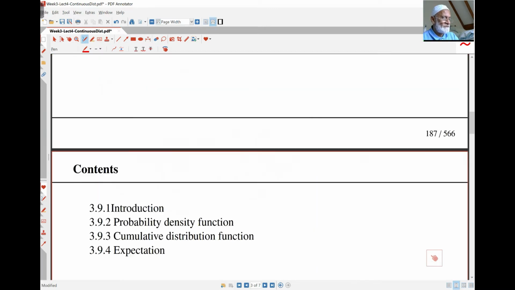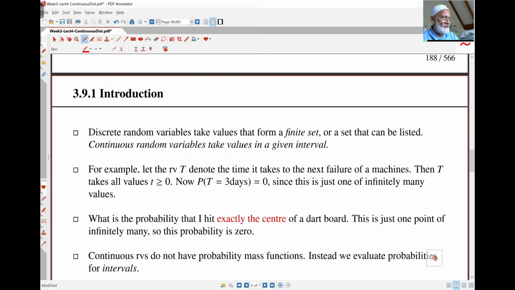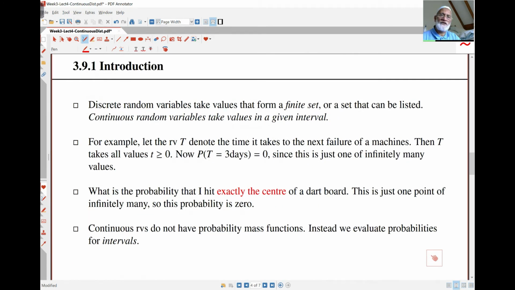So starting off, the idea here is this. Discrete random variables take values in some finite set. So I might have 0, 1, 2, 3, 4 up to 10 if I'm tossing a coin 10 times, or at least a set that can be listed. Continuous take values in some interval. So here I can't list the values. I can't say how many values there are. If I'm looking at, say, the height of students in my class, I would say the heights lie between 1.5 meters and 2.2 meters. But I can't say exactly what values the heights take.